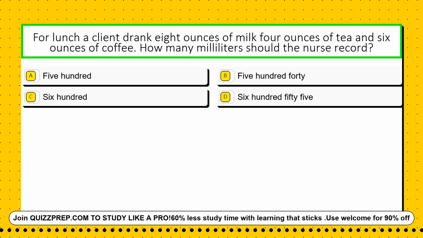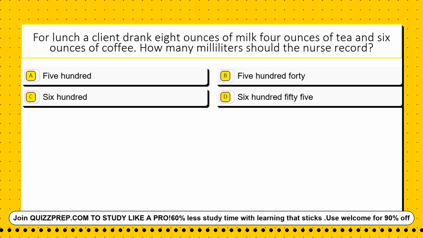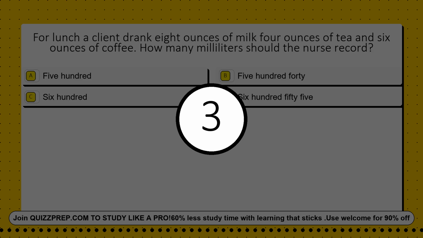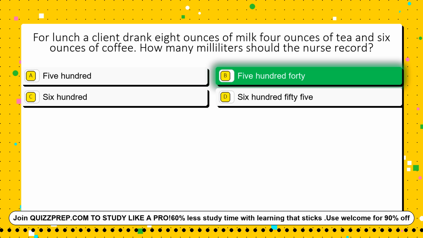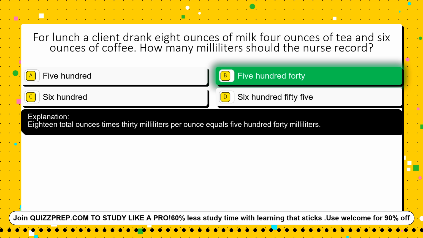Question 5. For lunch, a client drank 8 ounces of milk, 4 ounces of tea, and 6 ounces of coffee. How many milliliters should the nurse record? Option A, 500. Option B, 540. Option C, 600. Option D, 655. The correct answer is option B, 540. 18 total ounces times 30 milliliters per ounce equals 540 milliliters.